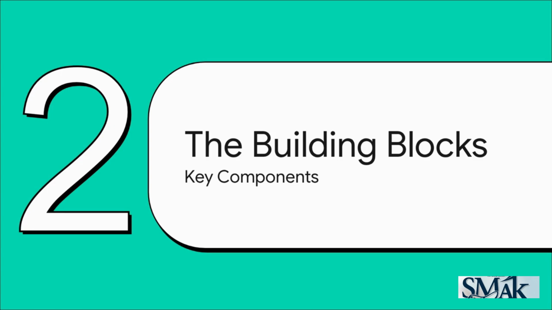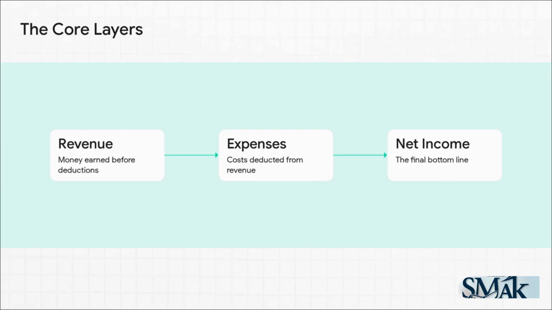Time to look at the building blocks. So the thing to remember is that our simple little formula actually has a few layers to it. We start right at the top with revenue. This is your top line sales, right? The total money earned before you deduct a single dime. This could be operating revenue from your main business or even non-operating revenue, like interest from investments. Next up, we have expenses. These are all the costs that get subtracted from your revenue. And finally, you're left with net income, which is your true bottom line. But let's take a closer look at how those expenses are actually categorized.